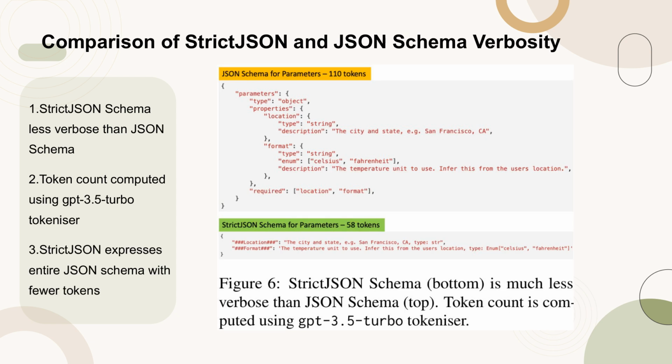Figure 6 illustrates the difference in verbosity between StrictJSON schema and JSON schema. The StrictJSON schema, depicted at the bottom, is significantly less verbose compared to the JSON schema shown at the top. The token count for both schemas is computed using the GPT 3.5 Turbo Tokenizer, highlighting that StrictJSON can express the entire JSON schema with fewer tokens. This reduction in verbosity is particularly beneficial for systems like TaskGen, which avoids the typical JSON schema approach due to its excessive verbosity, opting instead for the more concise StrictJSON schema.